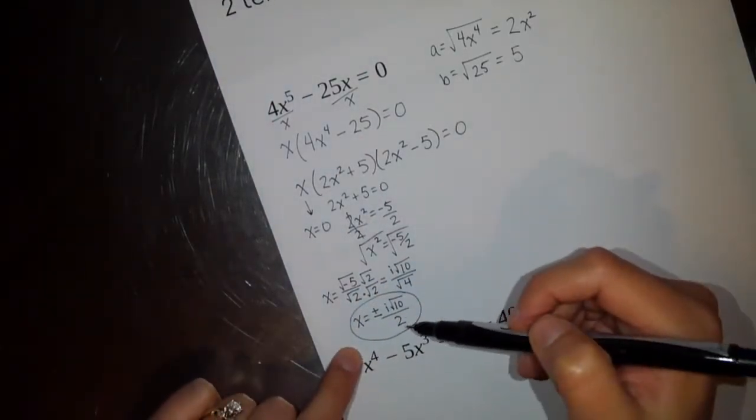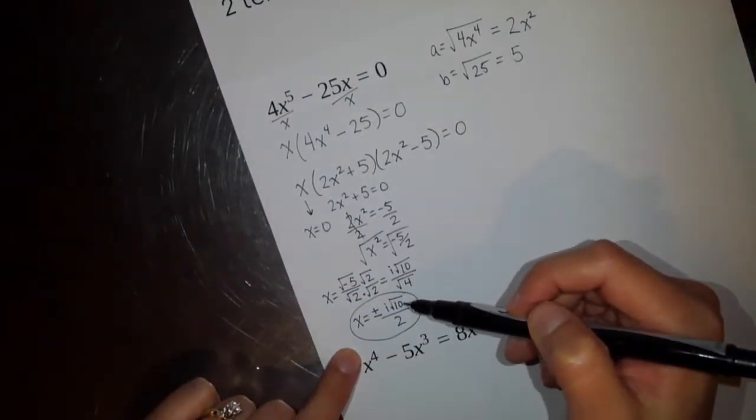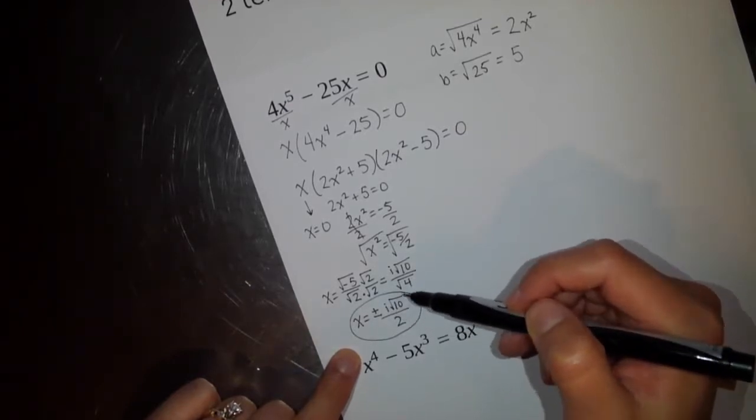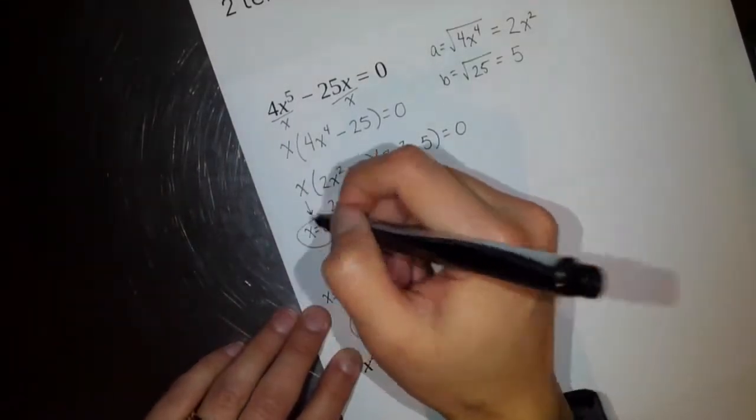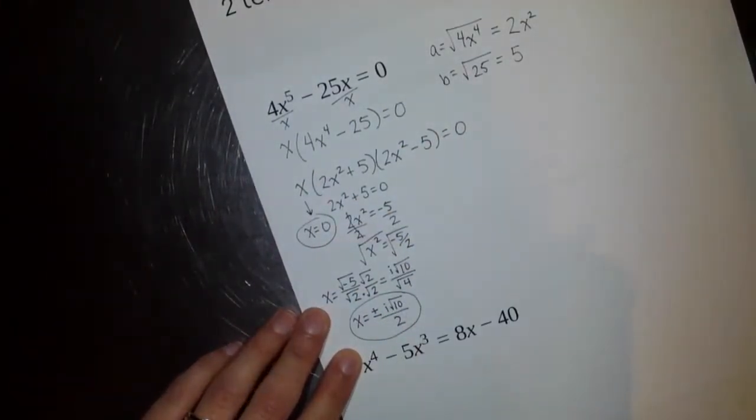This fraction cannot reduce anymore. I can't divide 2 into the 10 because it's not really equal to 10. It's equal to root 10. So it will not go in evenly. So far, I have 1, 2, 3 solutions.